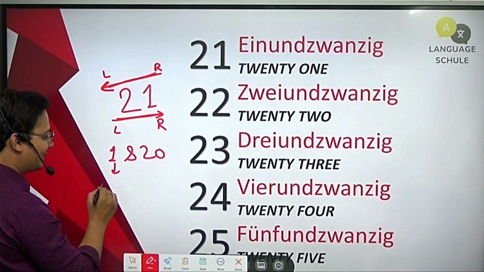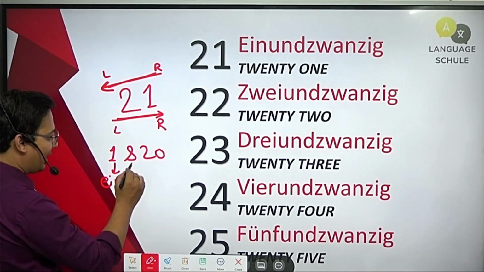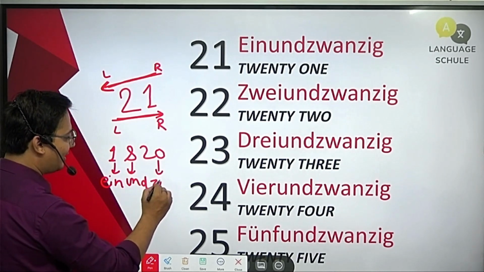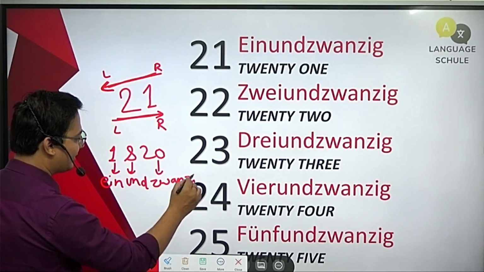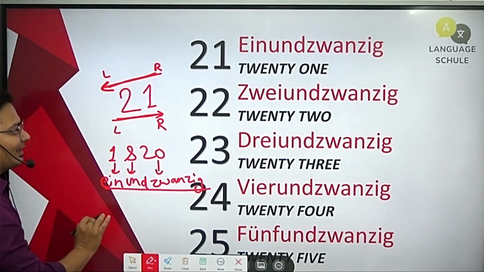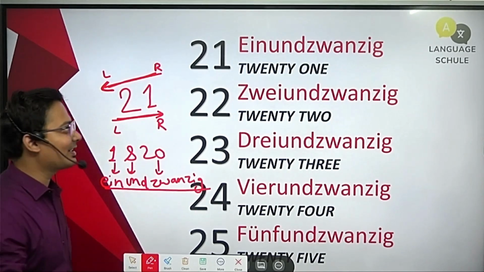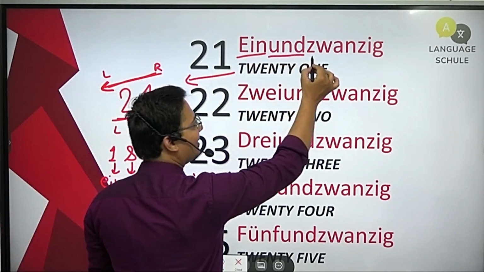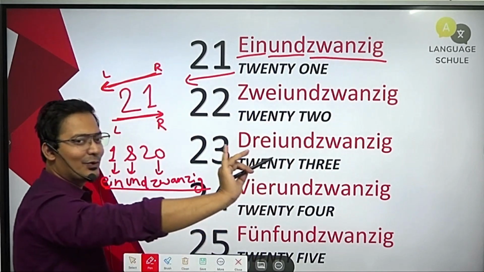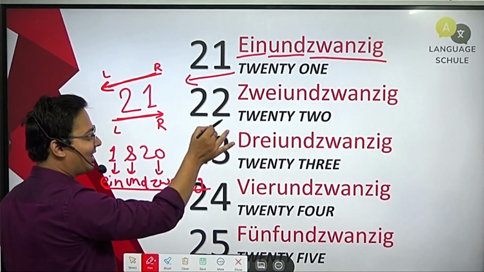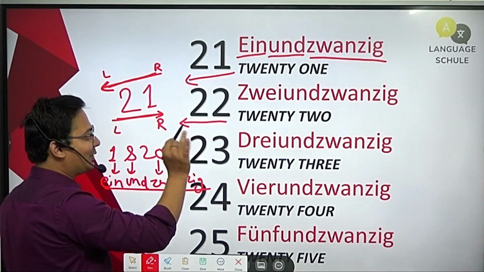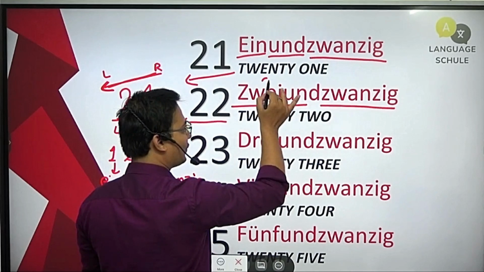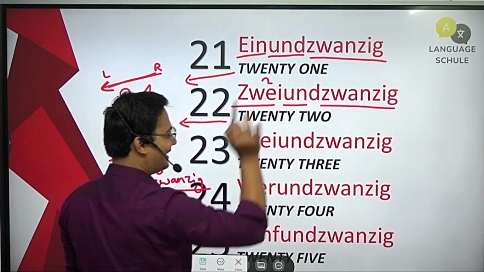1 is what? We just learned ein, and und is and. 20 we just learned is zwanzig. So 21 is ein und zwanzig. Again 22, from right to left: 2 and 20. Zwei und zwanzig.